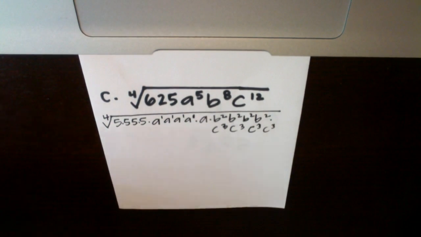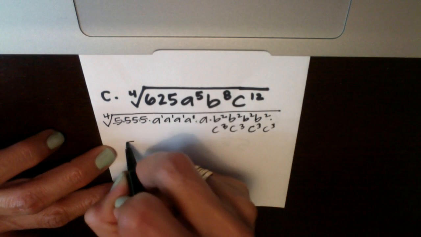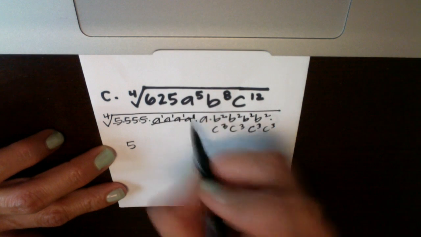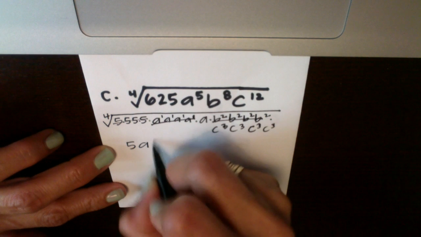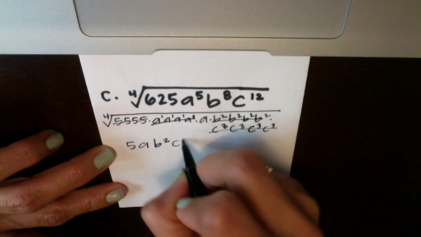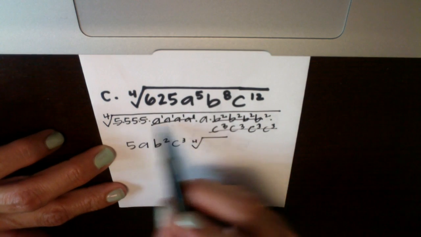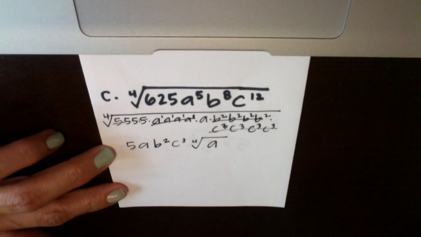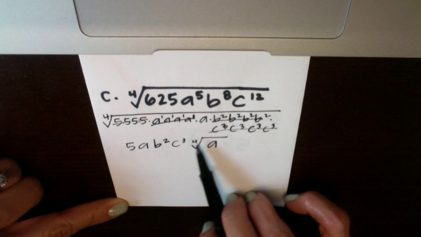Now we're going to pull things out in sets of 4. So these 5s come out, and they turn into just 5. The a's come out, turn into just a. The b squareds come out to the front, and they turn into just b squared. Same thing with the c cubes. And you're left with just a underneath the fourth root. So your answer is 5ab squared c cubed, fourth root of a.